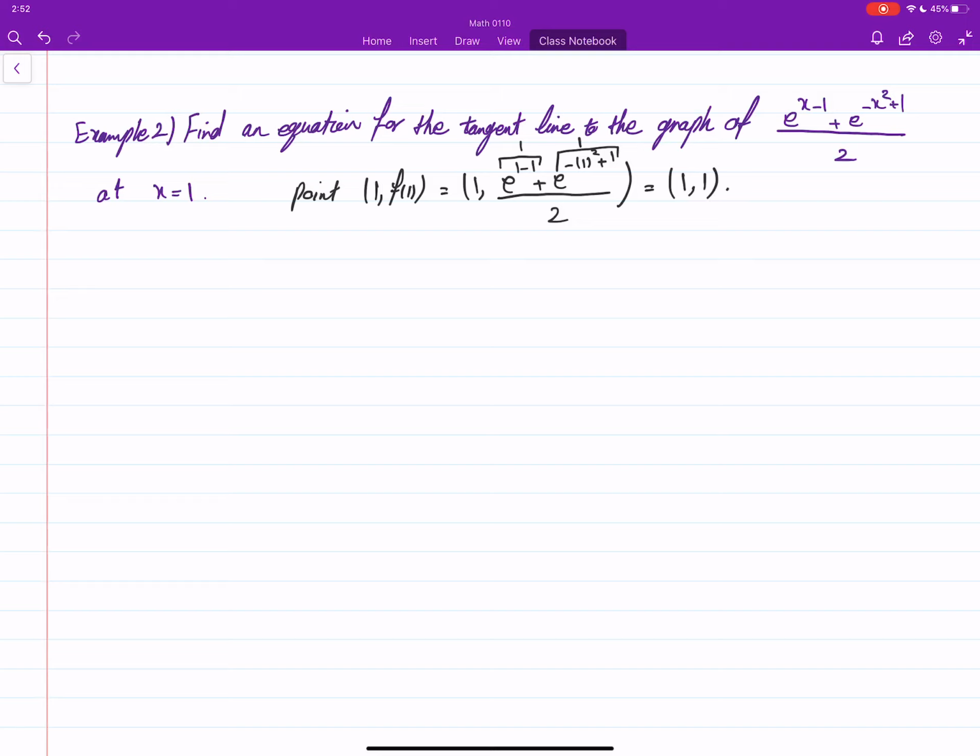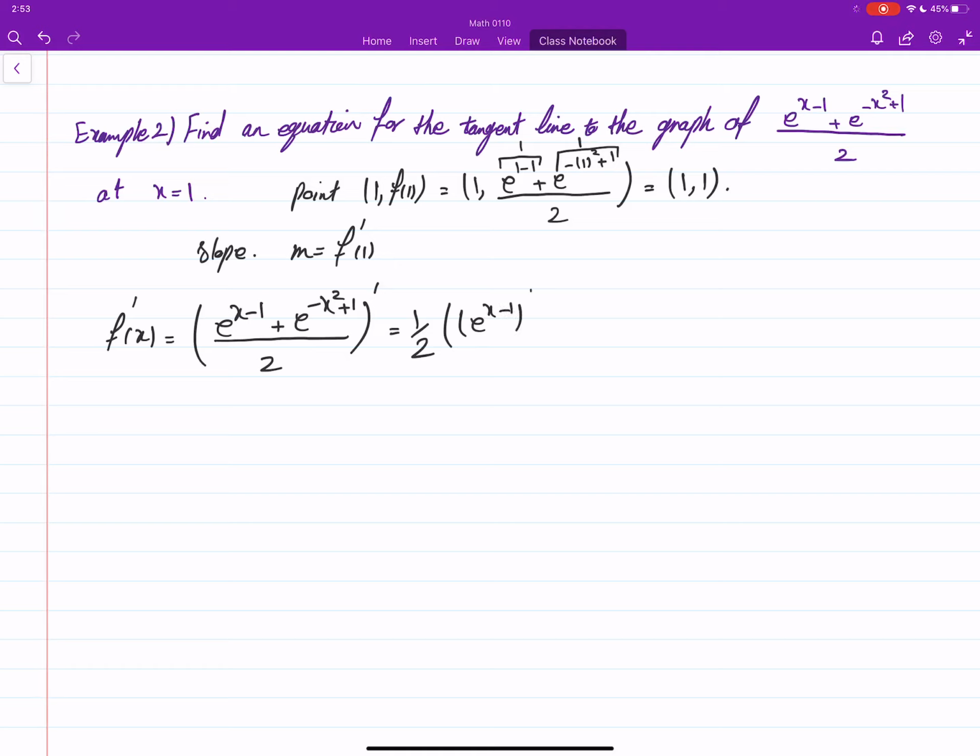And for the slope, we need to find f prime at that point. So this will be the slope. So let us then find f prime of x. 1 over 2 is just a constant, so we can apply the constant rule and just take it out. And then these are sums of two functions, so we can differentiate each one first and then add them.